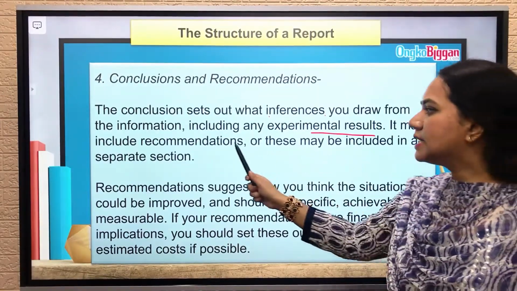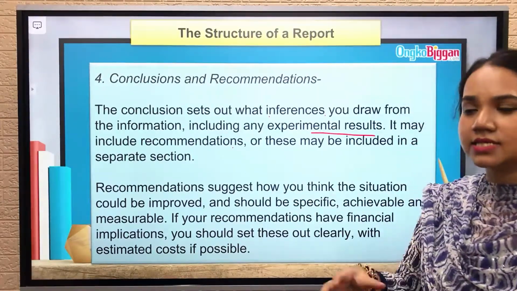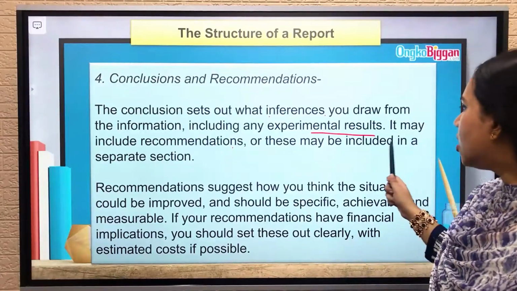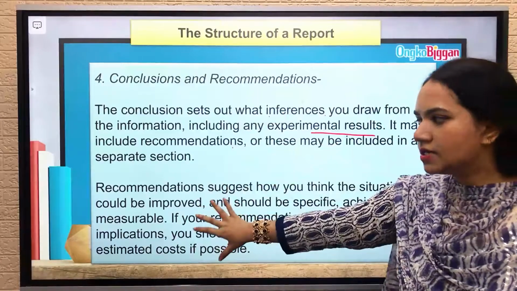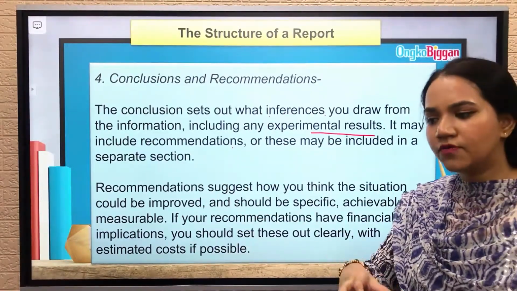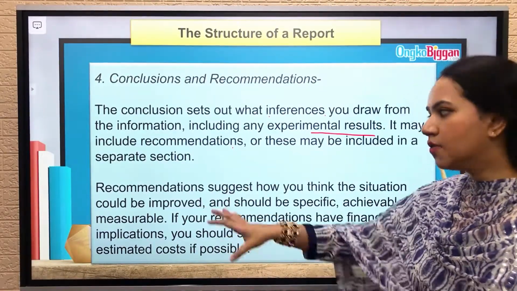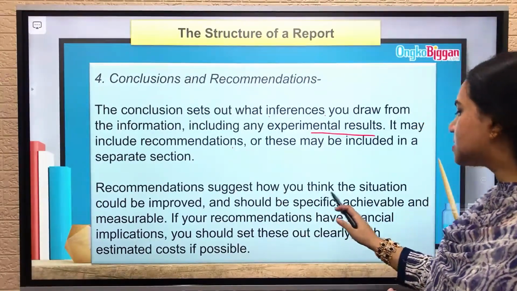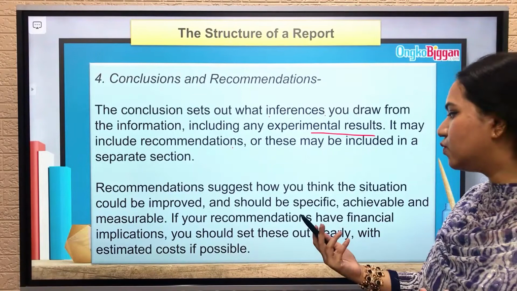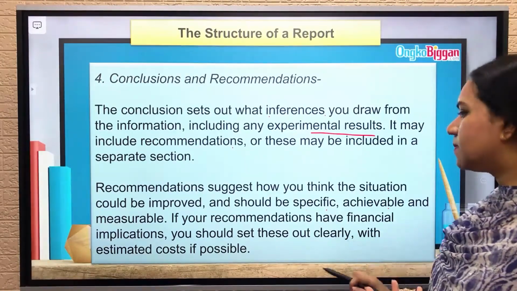So therefore, it needs recommendations so that these things do not happen in the future, right? Or these may be included in a separate section. So in the separate section, if you want, we can actually provide another particular paragraph where we will only mention the recommendations. In the recommendations part, it suggests how you think the situation could be improved and could be specific, achievable and measurable.